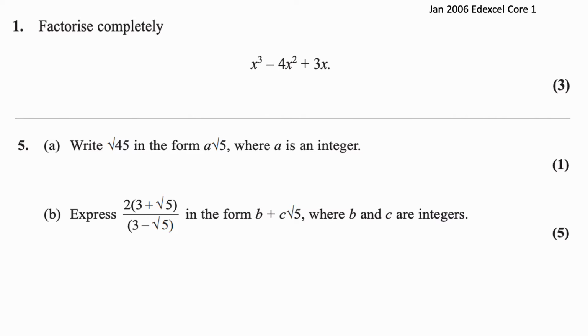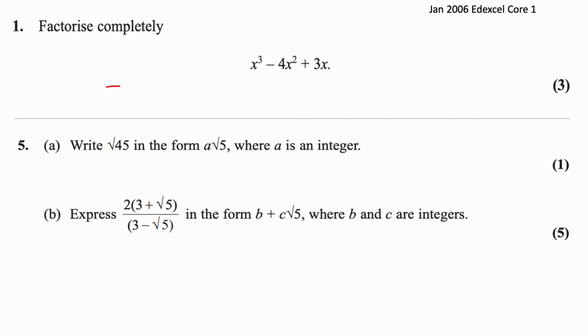As ever guys, feel free to pause the video, try and attempt the questions yourselves, and then come back and press play, and feel free to take any notes if you need to. This is question number 1. Factorize completely x cubed minus 4x squared plus 3x.